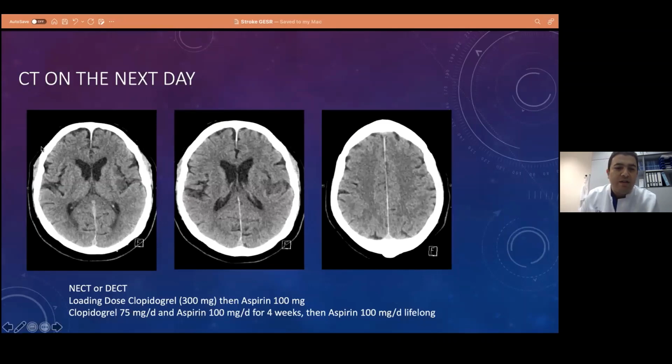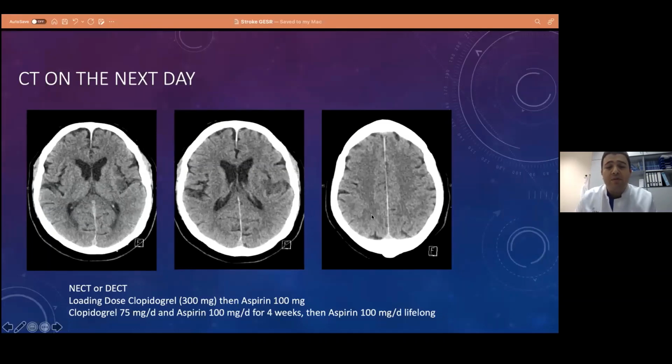And on the next day, we see a non-enhanced CT. You have infarct demarcation in the insular ribbon. You also have a little bit in the temporal area, and you don't have any in the parietal lobe. That's a very good result.